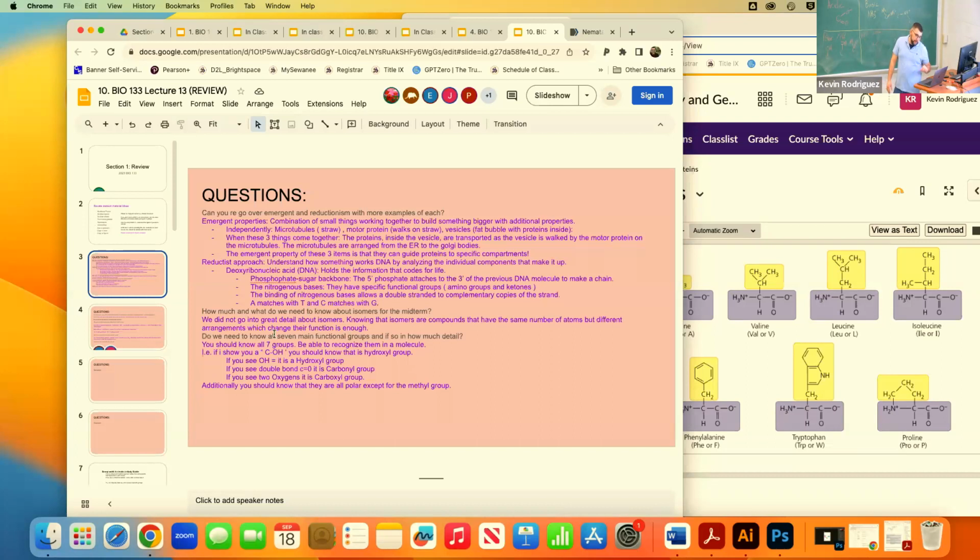Especially for neuro people, you'll visit it a lot. All right, and the other one is, do we have to know all 7 of the main functional groups and in how much detail? Yes, and I love them, so yes, you do.